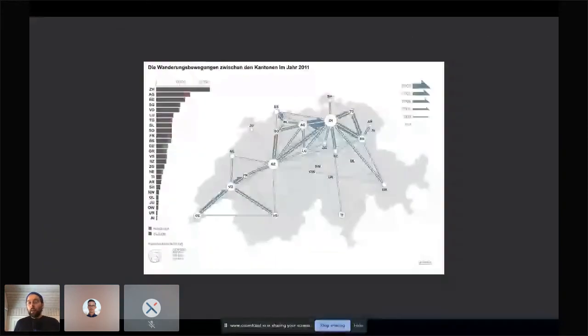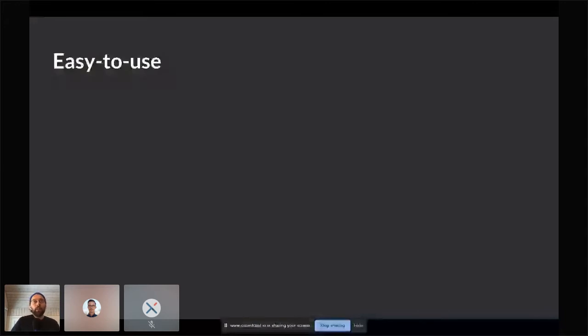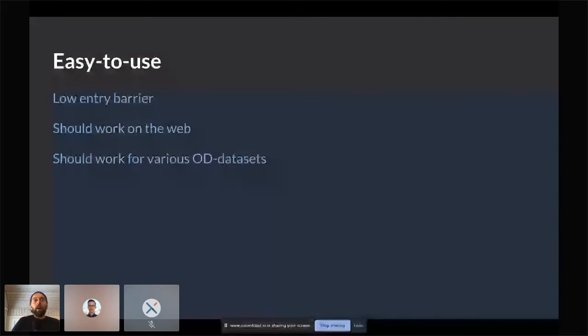So I thought that we can do something about the normal flow maps so that they are more usable, and try to solve the problems which they have, but still making a representation which is easy to understand for most people. So I've been on the quest of developing a flow mapping tool, and I wanted to make it easy to use so that the entry barrier is low. It should work on the web so that it's easy for people to share. It should work for various data sets, and it should be pragmatic. It should focus on one thing, do it well, and that'll also save me the development effort.